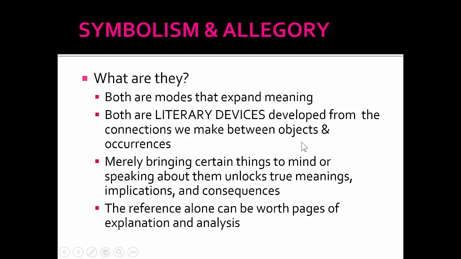You may have a cheap piece of jewelry, but it means the world to you because your best friend gave it to you when you were 5. So we make these connections between objects and occurrences, or it could be something we've seen or something that's touched us. In stories it works the same way. And that's how symbols get made. That's how allegories get created.